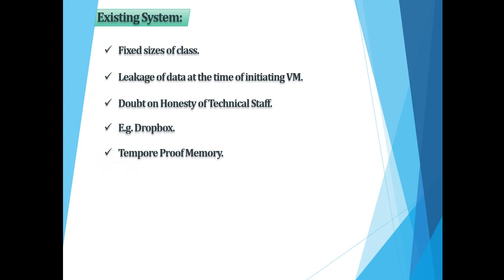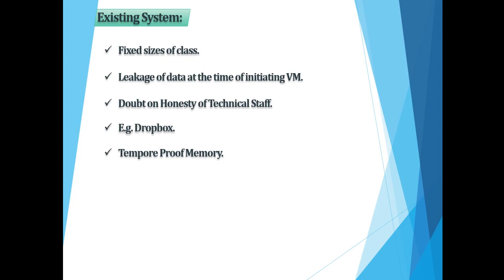Now let's look at the existing system. What are the problems currently available in cloud services? First, fixed size of classes, meaning we don't know the actual file size. Suppose you are going to upload a file of 10 KB, but you don't know its size and you have allocated 1 MB of space. The remaining space will be wasted. It is a wastage of memory, so you are not utilizing your whole resources or whole cloud storage, and you have to pay for it.